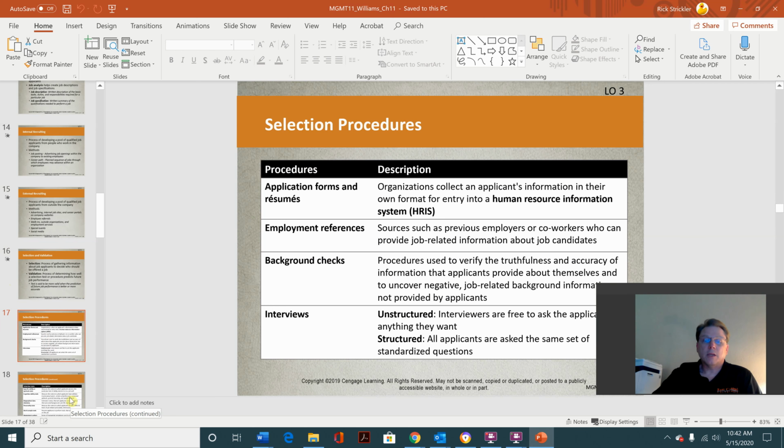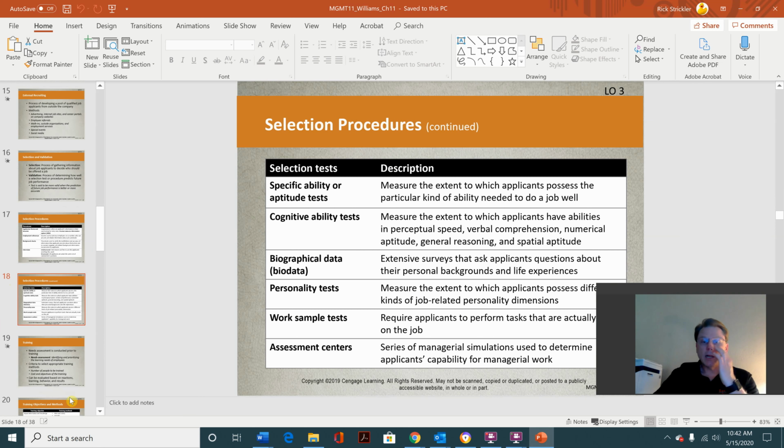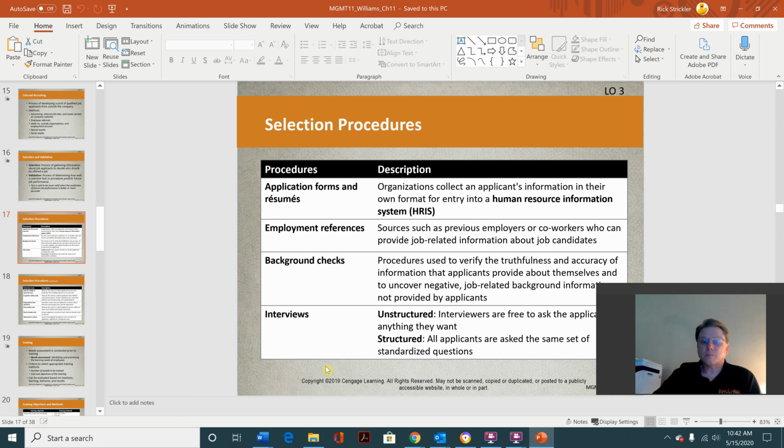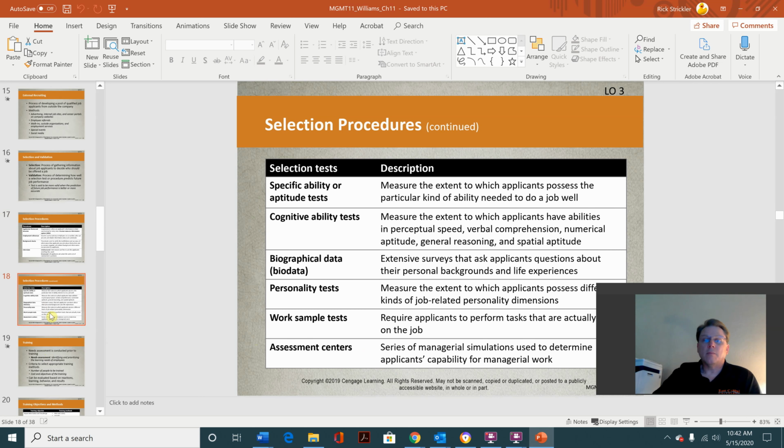Interviewing: the main thing you have to be careful with is that you keep it structured, not unstructured, and that you ask all the applicants the exact same questions in the same way. You do that to make sure you're not biased towards any particular person or type of person. You want to keep everything the same.